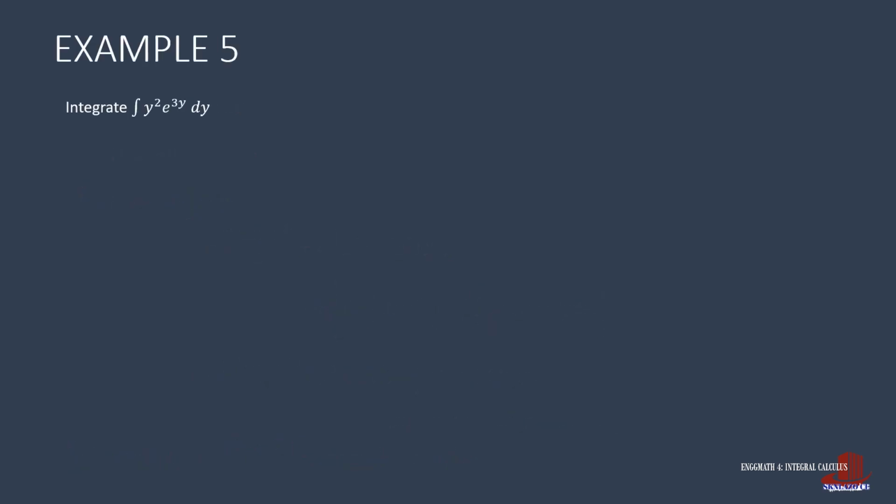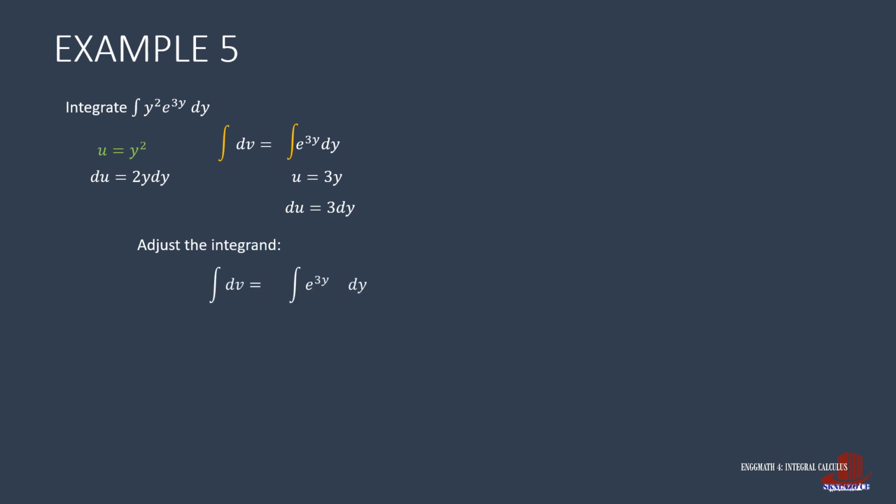The last example contains the integral of y squared e raised to 3y dy. Check the parameters and have u as y squared. du is 2y dy. dv is e raised to 3y dy. Then solve for v. The u in dv is 3y, and its du is 3 dy, so we need 3 in the derivative. Adjust the integrand and have 1/3 of the integral of e raised to 3y times 3 dy. So dv is integrated as v, which is equal to 1/3 of e raised to 3y.